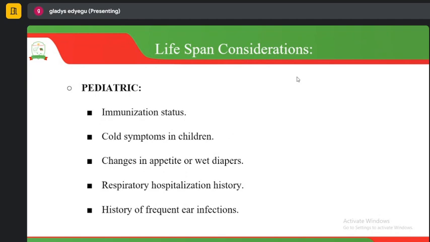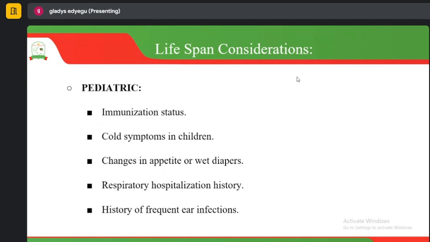So we also need to know the lifespan considerations, and I want us to start with the pediatric. These are the young children. Many times parents bring us their children and they say this child has had cough for this kind of period. And we know there are a number of conditions that our children go through, a number of diseases, immunizable diseases that can also cause cough, whooping cough, and so on.